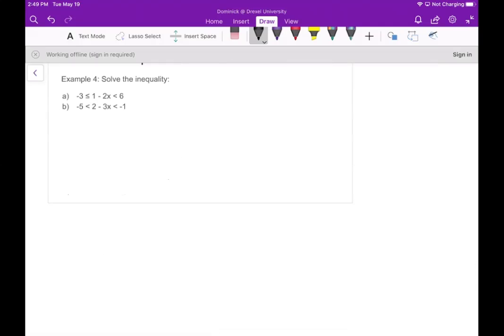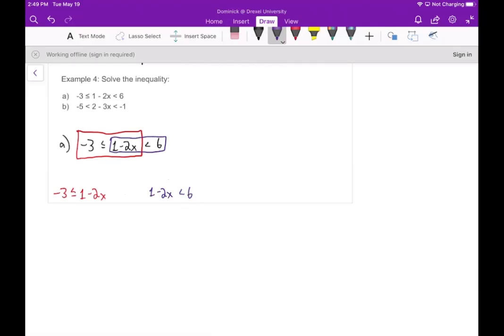All right, so in part A, we have -3 less than or equal to 1 minus 2x, which is less than 6. All right, now one option is that we could say, here's one inequality, and here's the other one. 1 minus 2x less than 6. And we could just solve each of them separately. So let's go ahead and do that.